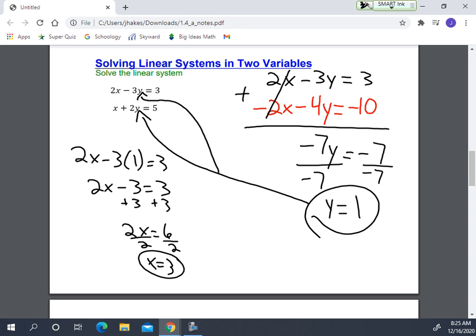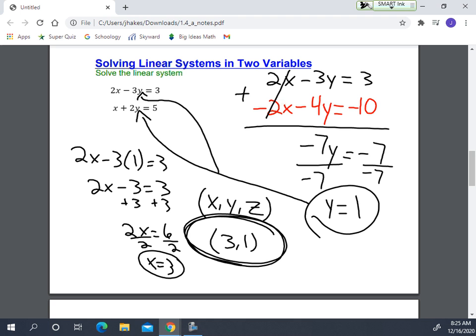Now, how do we write our answer? We always write it in x, y, z format. X, y, z. So my answer, since we only have x and y, is (3, 1). There is my final answer.